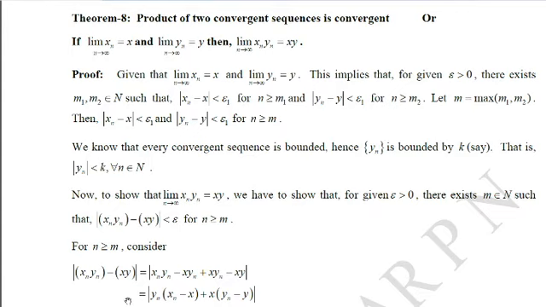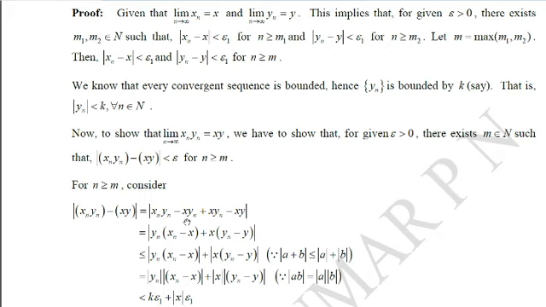So let me consider this and let me add and subtract x into yn. You can also do it by adding and subtracting x and y. Here I am adding and subtracting x into yn. Now in the first two terms yn is common, and in the next two terms x is common. Take them out. Now this is of the form mod a plus b. What is mod a plus b? It is less than or equal to mod a plus mod b.